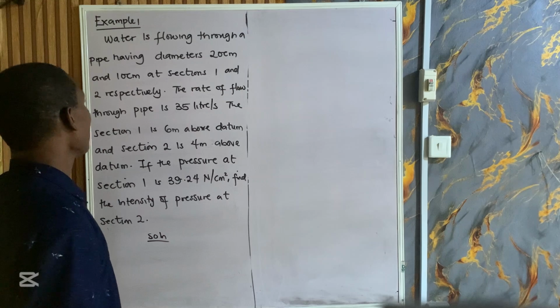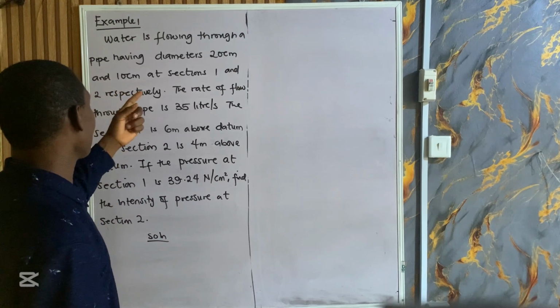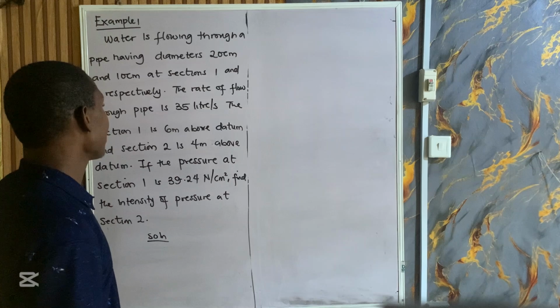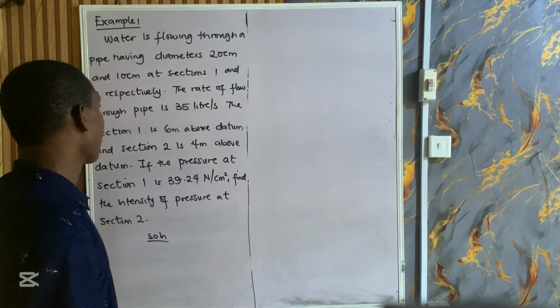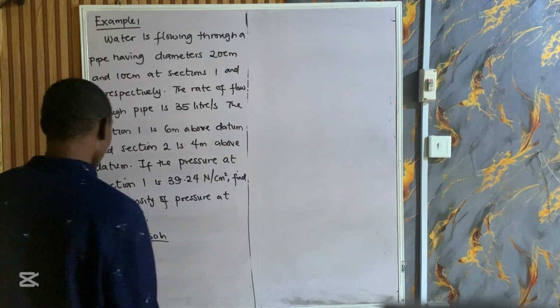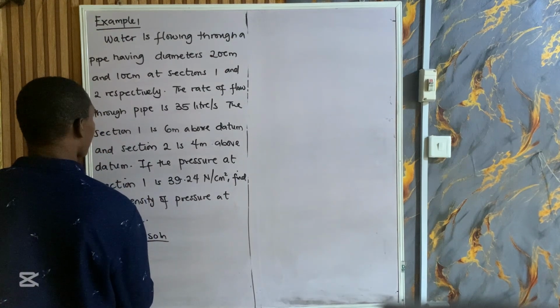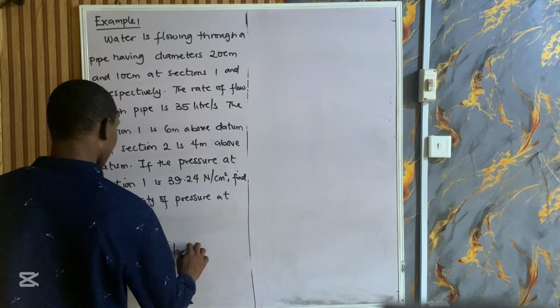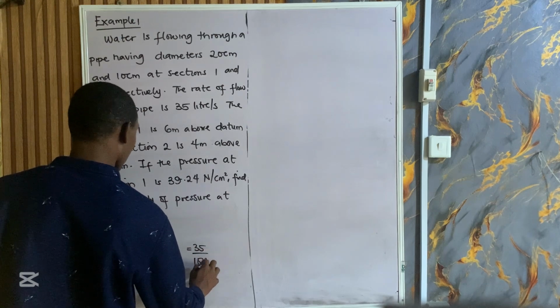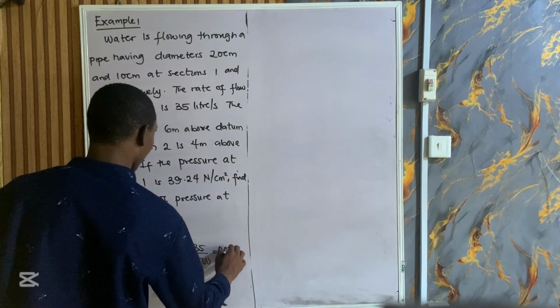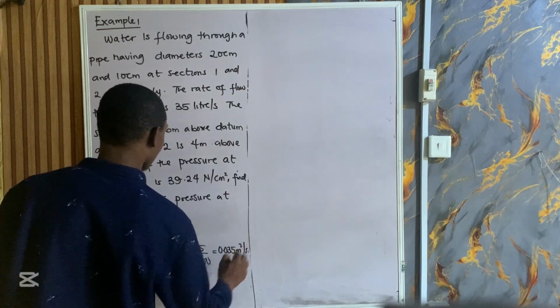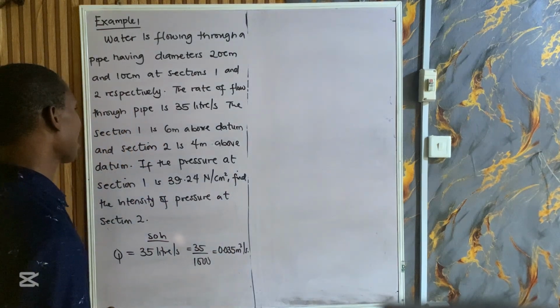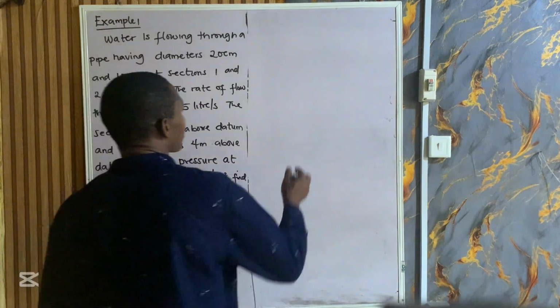Example 1. Water is flowing through a pipe having diameters 20 cm and 10 cm at sections 1 and 2 respectively. The rate of flow through the pipe is 35 liters per second. That's the discharge. Q is equal to 35 liters per second, that is just 35 over 1000, and that will give us 0.035 meter cube per second. Section 1 is 6 meters above datum and section 2 is 4 meters above datum. So it's going to look like this.